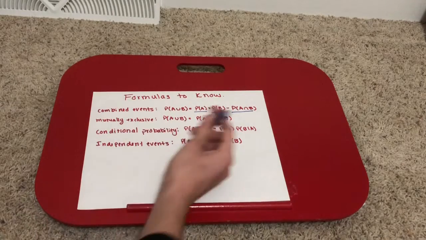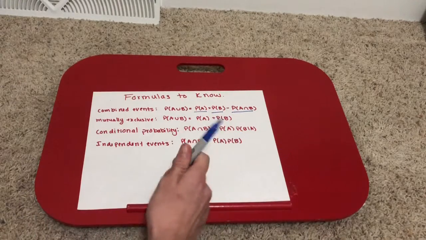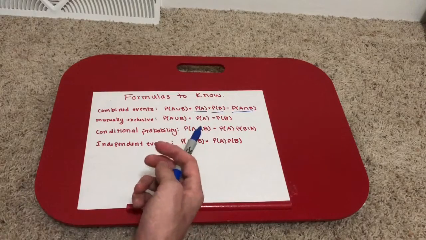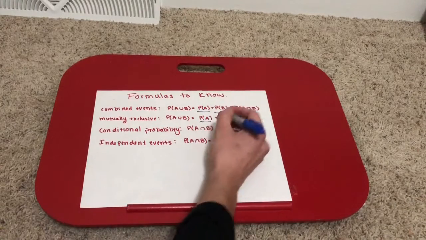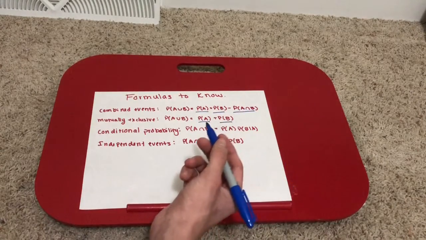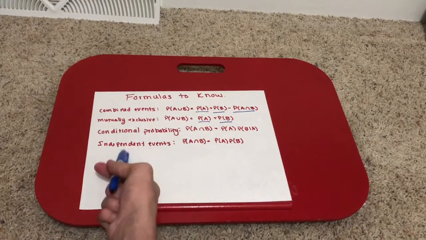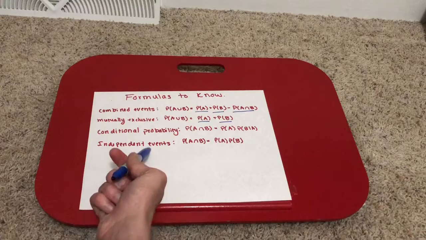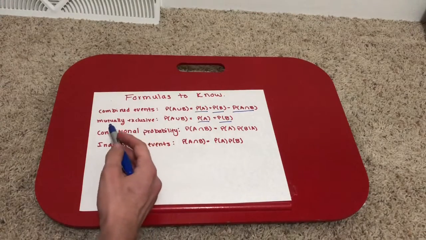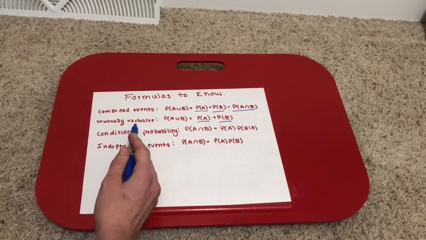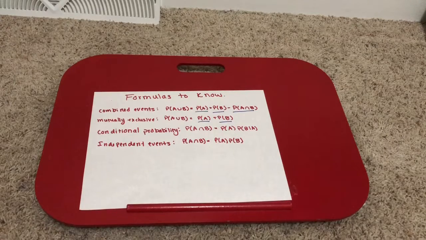Knowing that, all these mean the same thing. You just need to plug in the letters and numbers your problem gives you into the formula. Like I said before, mutually exclusive events, the problem is going to tell you that. It's going to say these events are mutually exclusive. So that one isn't that hard.